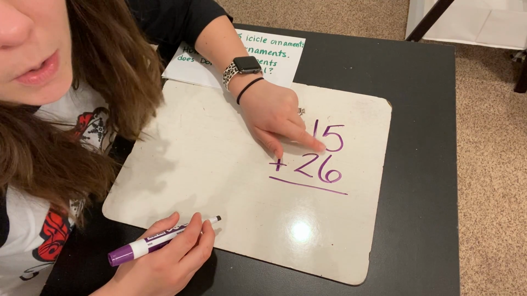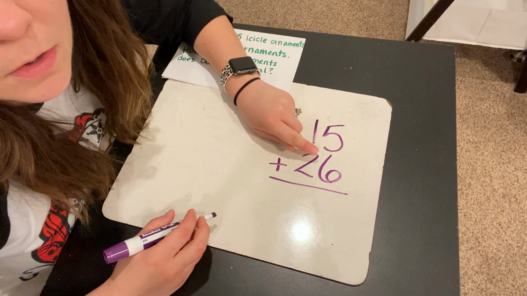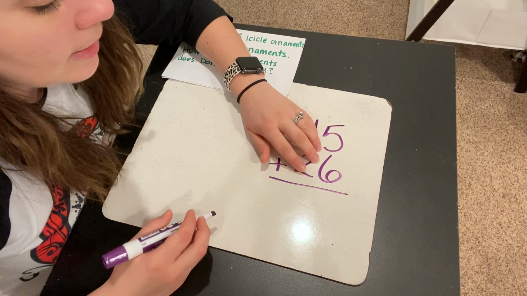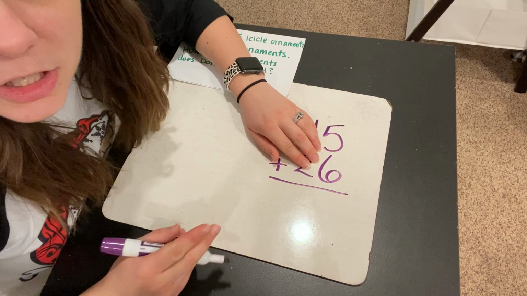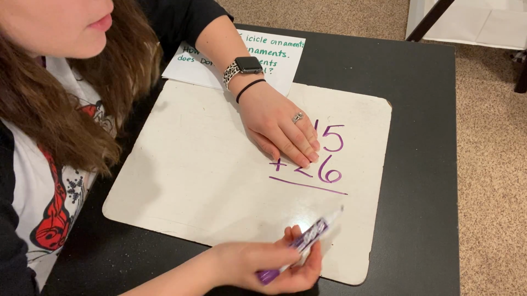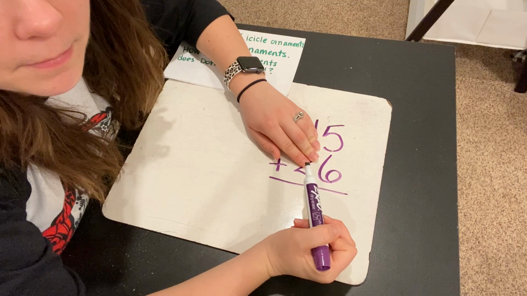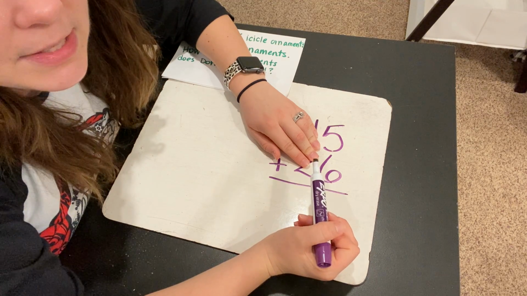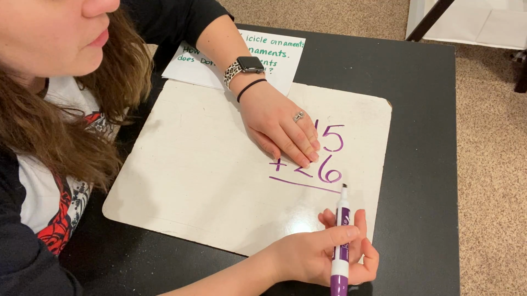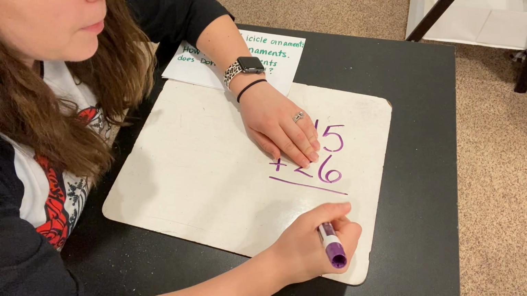Let's add our ones place first. What is 5 plus 6? Well, I know 5 and 6 are right next to each other, so I can use the double plus 1 strategy to help me solve this. So what is 5 plus 5? 5 plus 5 is 10. Add one more, 11. So 5 plus 6 is 11.